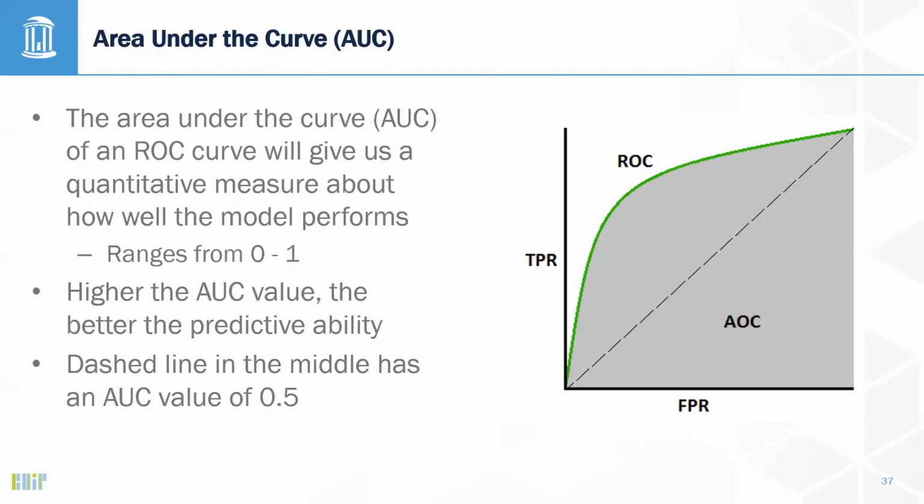So, since ROC curves are visual, how can we compare two different ROC curves against each other? We can use a measure called area under the curve. By measuring the area under an ROC curve, we can get a quantitative measure of ROC. The higher an AUC value is, the better the model performs. AUC values range from 0 to 1. For reference, the dashed line in the middle has an AUC value of 0.5, representing random guessing. Any model with an AUC value of greater than 0.5 indicates that the model is better than random guessing. Any model with an AUC value of less than 0.5 indicates that the model is worse than random guessing.